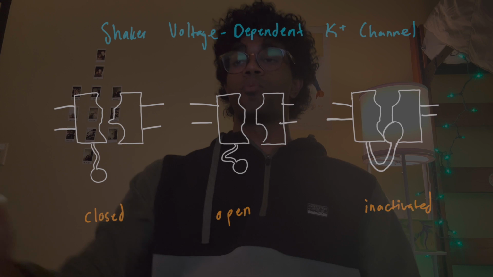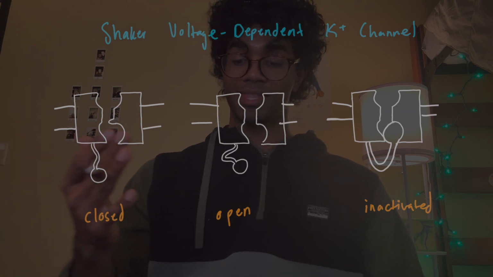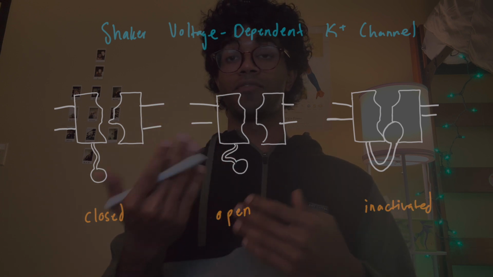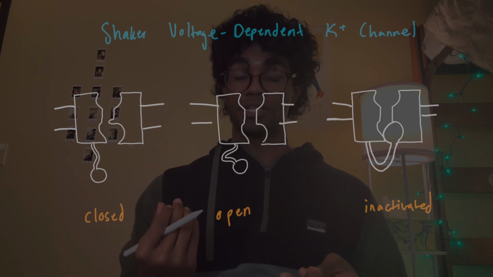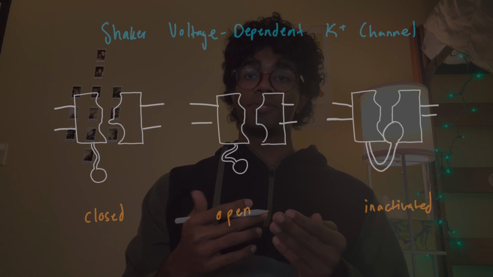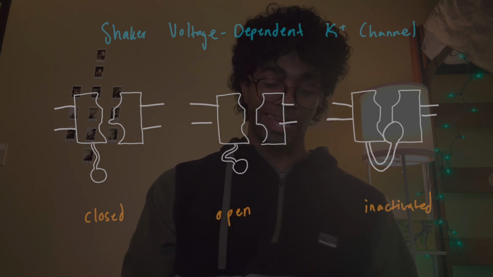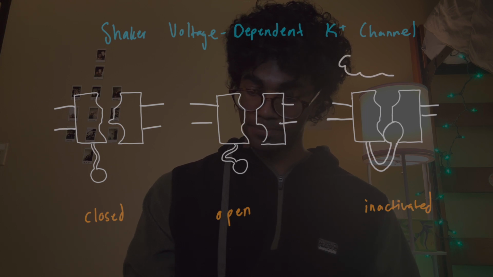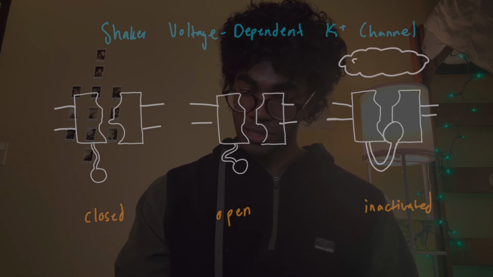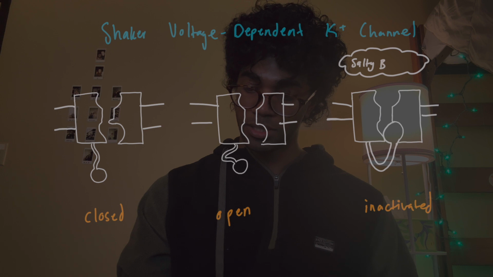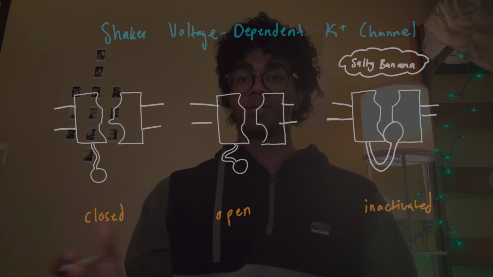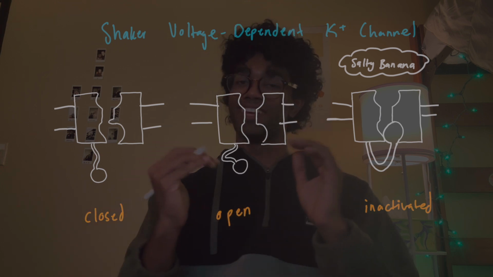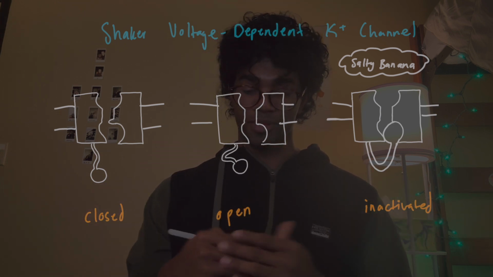Something important to know when we're looking at these graphs is that potassium is typically on the inside of a neuron when we are in resting potential. An easy way to remember this is the acronym SALTY banana. So we have this acronym, I'll put this in a bubble over here. SALTY banana. And that basically just means sodium and potassium, salt and bananas are usually on the inside of a cell. It's a really easy way to remember this.